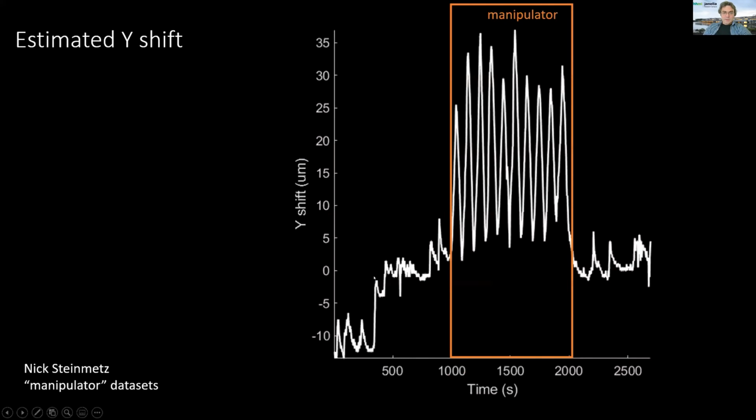Here's the estimate that we have. So first we have to estimate the movement, and here's the estimate. You can see in this period of manipulator movement, the estimate is pretty good. It looks like that sinusoidal, sawtooth movement that Nick imposed on the probe. And you can see there's also some movements outside of that period, which are just natural movements, not imposed by the experimenter.